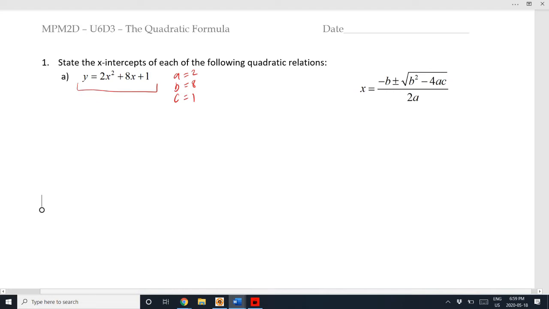We could then start plugging these into the quadratic formula. I always like to plug mine in using brackets. So I have b here, so negative b, so negative bracket 8, plus or minus the square root of b squared, which is 8 squared, minus 4 times a, which is 2, times c, which is 1, all divided by 2 times a, which is 2. So you're going to get something that looks like this.